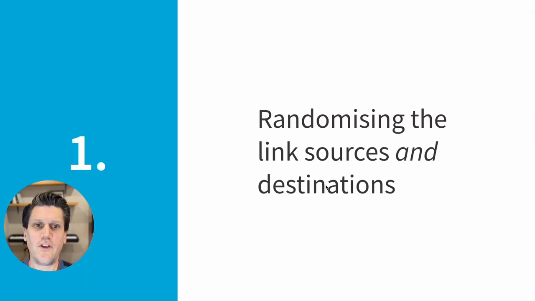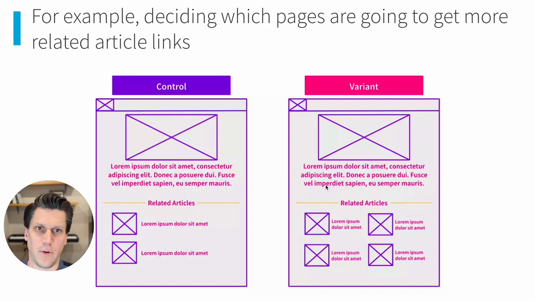Well, there are two fundamental approaches we take. One is randomizing the link sources and the link destinations. So choosing at random which pages are going to get new links placed on them and which pages are going to receive new inbound links from those pages. And that might look like, for example, deciding which pages are going to get more related article links. So we're going to go from, in this example, 2 to 4 related article links.